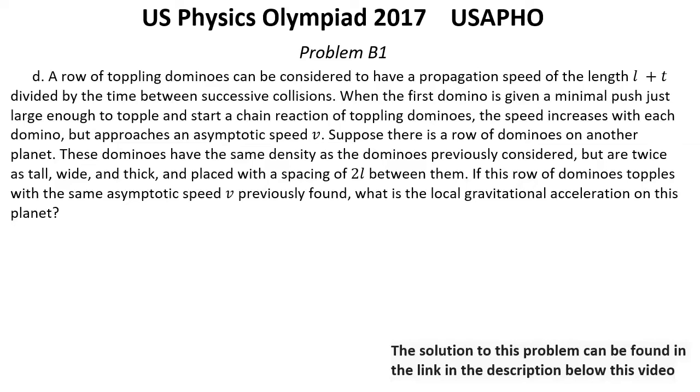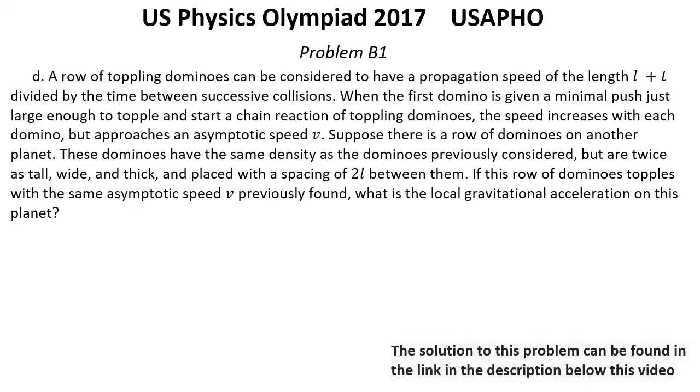If this row of dominoes topples with the same asymptotic speed v previously found, what is the local gravitational acceleration on this planet? Solution for part D. This part is independent of the others and requires only dimensional analysis.